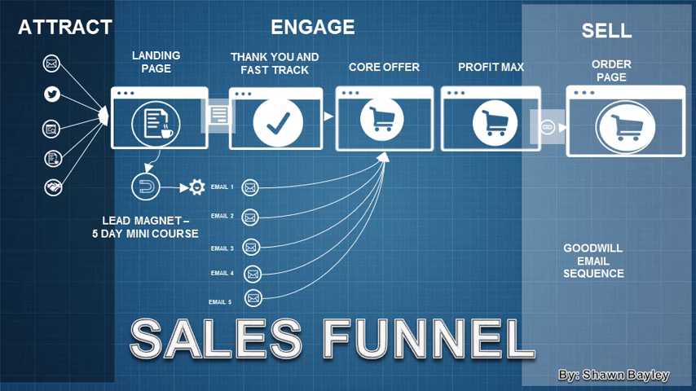The next page after that is what I'm calling our thank you and fast track, and I'll cover that with you once we build the pages out. Next, we've got our core offer. And that's where most of our emails are going to be pointed to during our 5-day mini course. And I'll show you how that all works as well. After that, we're going to have an upsell for a profit maximizer. And the last thing is going to be our order page where they actually whip out their credit card and make their purchase. And below that, you can see we've got a goodwill email sequence. That's basically once they've made a purchase, we want to send them some kind of customer retention or goodwill email sequence.